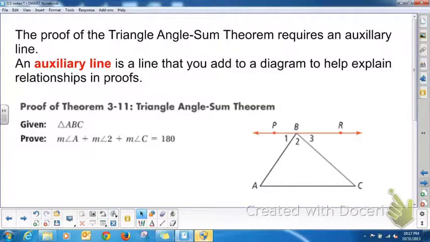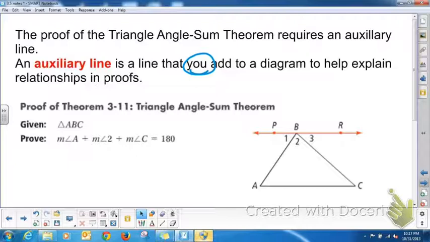We're going to prove the triangle sum theorem. This requires an auxiliary line. An auxiliary line is a line that you add to a diagram, so you draw it to help explain relationships and proofs. Here, we're going to have the proof of Theorem 3.11, the triangle sum theorem.